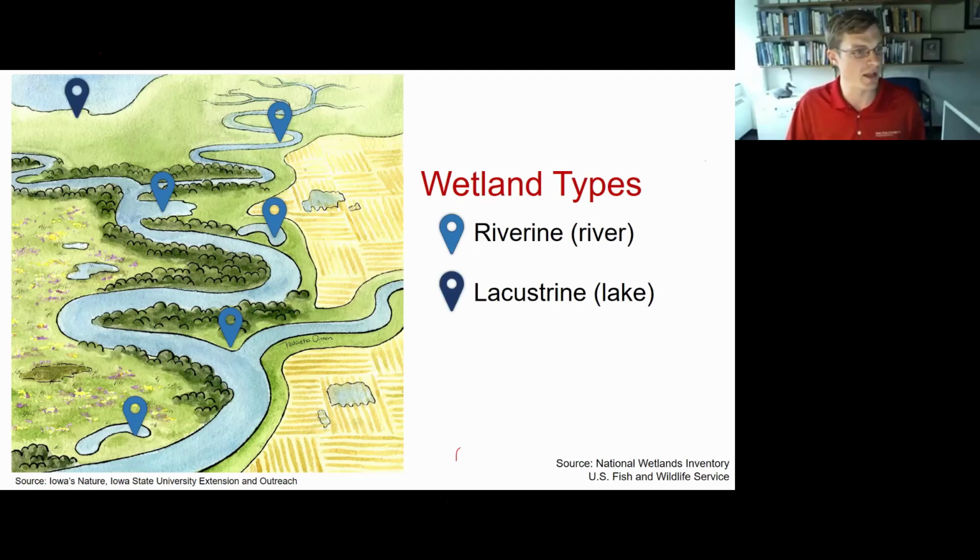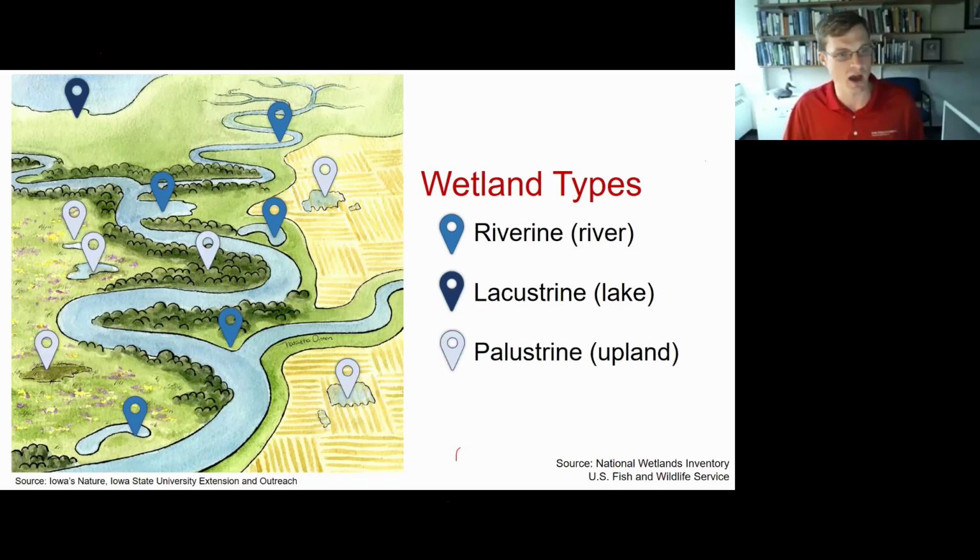The next type of wetland that we find is lacustrine, is the technical name, and that just means it's a wetland associated with a lake. And then finally, the most common wetland type that we have in Iowa, and those that people tend to intuitively think of as wetlands, are what we call palustrine wetlands or upland wetlands, disconnected from rivers or disconnected from lakes.